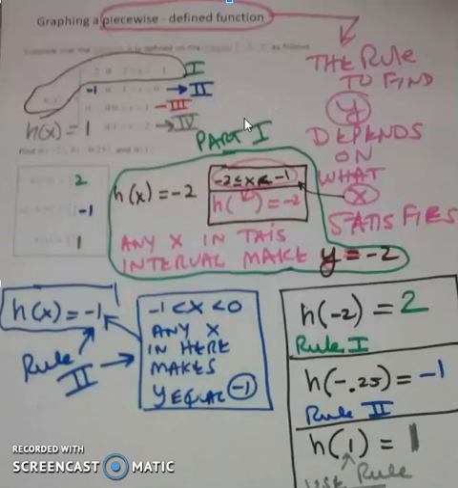Here's the problem that talks about a piecewise function. A piecewise function uses different rules depending on what the x is. In other words, this h of x here will equal -2 for any x in this area. The y would equal -1 for any x here.